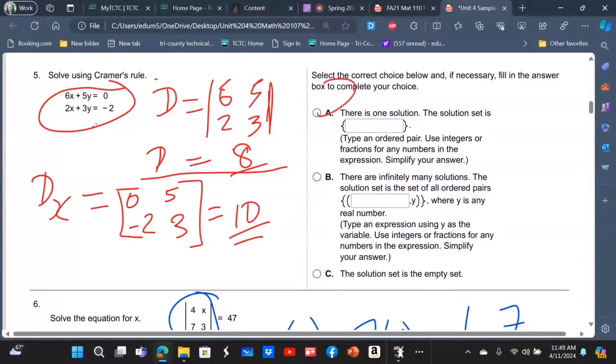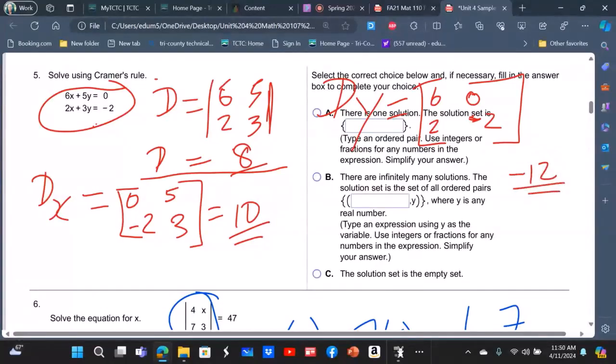Let's find the matrix of y, dy. For a 2 by 2 matrix, because it's a system in 2 variables, wherever y is, you replace it with the constants. So I have 6, 2, and then y is supposed to be here, so I replace it with the constants 0, negative 2. Then evaluate the 2 by 2 matrix. 6 times negative 2 is negative 12. Negative 12 minus 0 is negative 12.